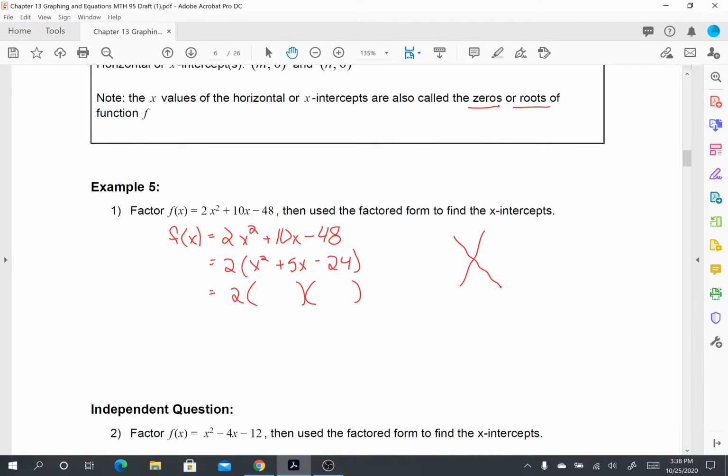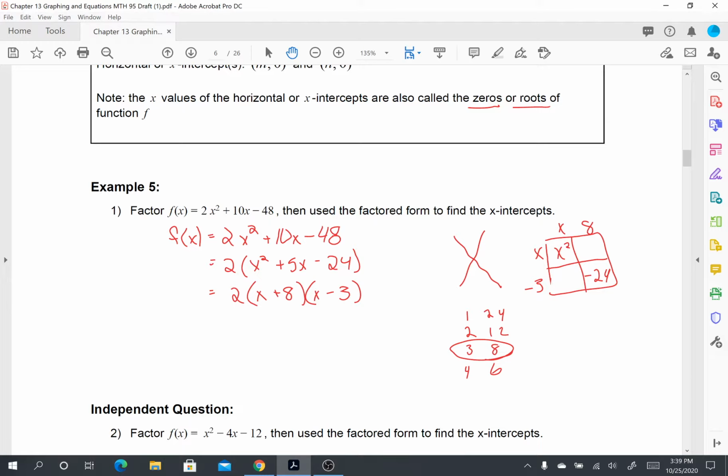In this case, I don't need the AC method, so I just need the regular box. I have to think about what makes negative 24 but adds to make 5. So I'm thinking about my factors of 24: 1 and 24, 2 and 12, 3 and 8, 4 and 6. All right, 3 and 8 make 5. And I want it to be a positive 5, so that means I'll have the 8 be positive and the 3 be negative. So now I have x plus 8 and x minus 3.